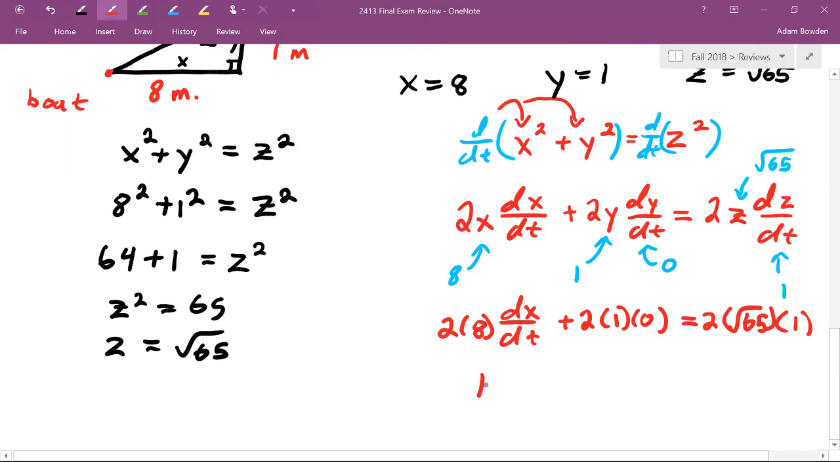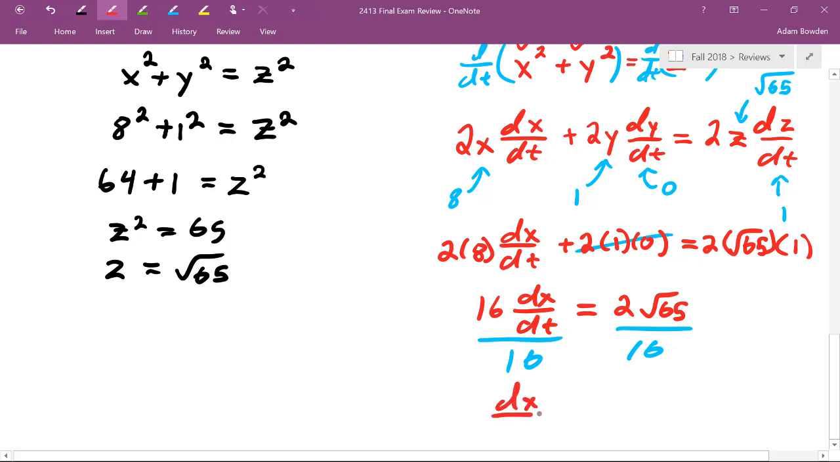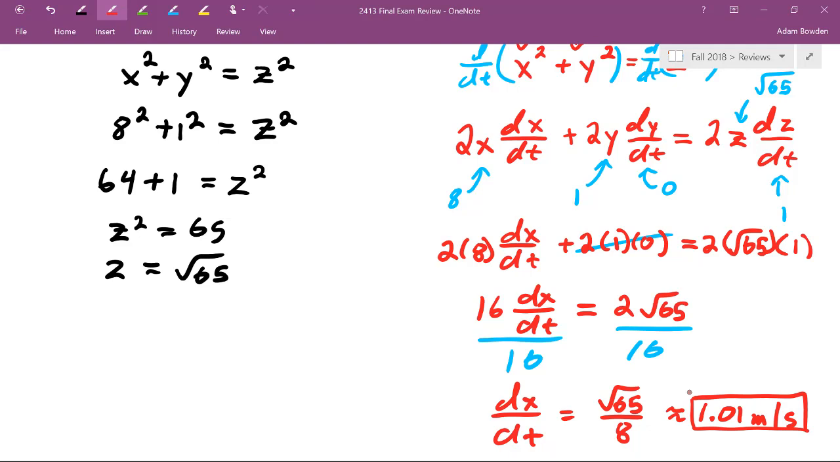And this would be then, let's see, 16 dx dt. This is all 0, and that's equal to 2 square root of 65. We'll divide each side by 16. That gives us dx dt. This reduces down to be just the square root of 65 over 8. And if we approximate that to 2 decimal places, it would be 1.01 meters per second. And then that represents the rate of change of x, or in this case, how fast the boat is traveling as it approaches the dock.